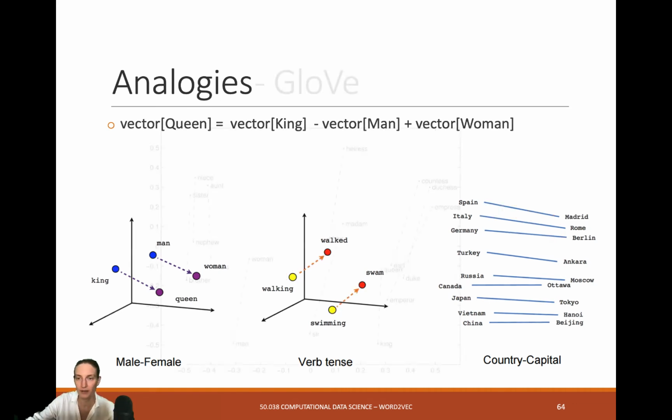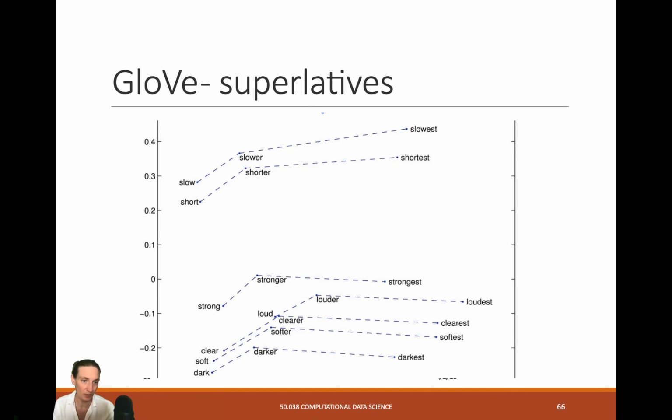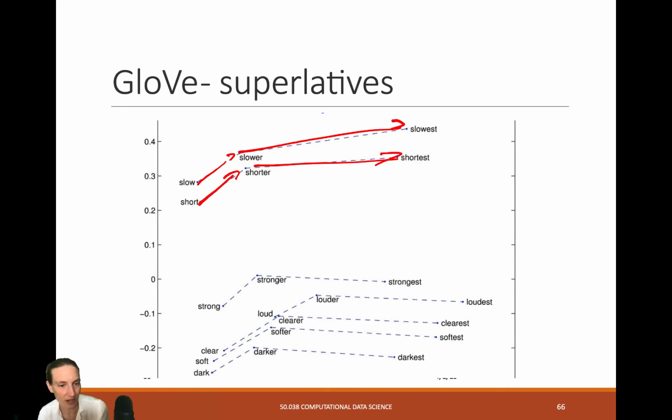Now this is for Word2Vec. We see similar analogies for the GloVe model: man, woman, heir, heiress, sir, madam. It is not exact, right? That would be amazing, but it is not that far off. The same thing works for superlatives, right? Slow, slower, slowest, short, shorter, shortest, similar translations, which is quite hard as a researcher to find these sort of things, but it is amazing that they managed to prove it.